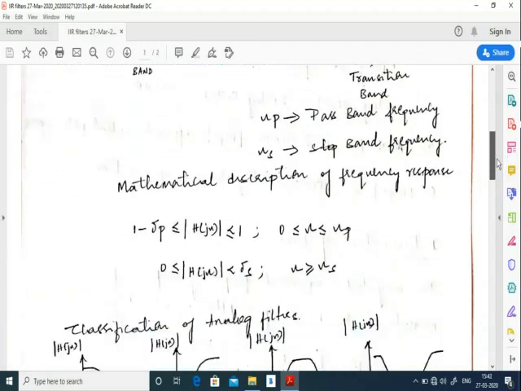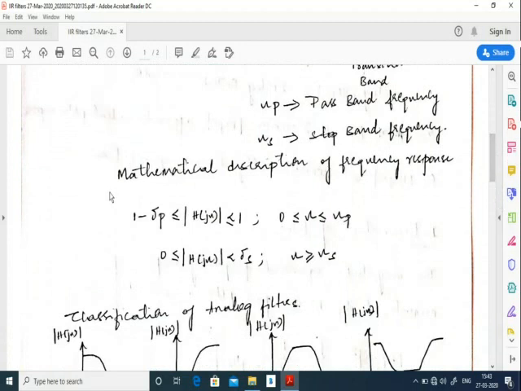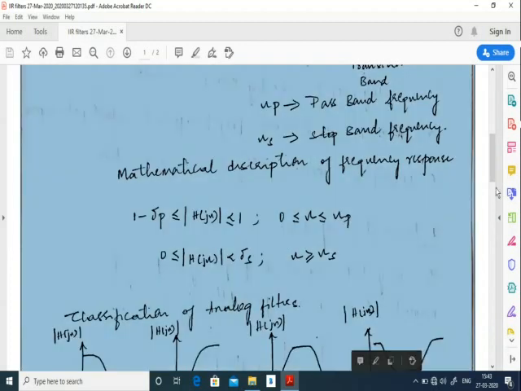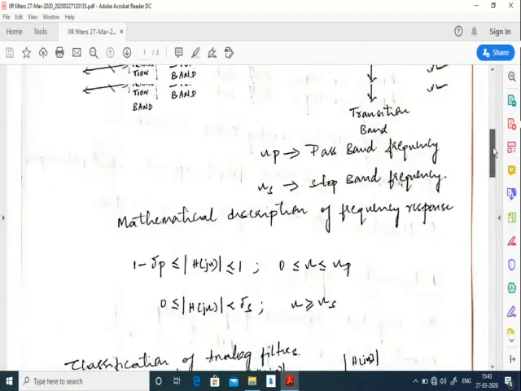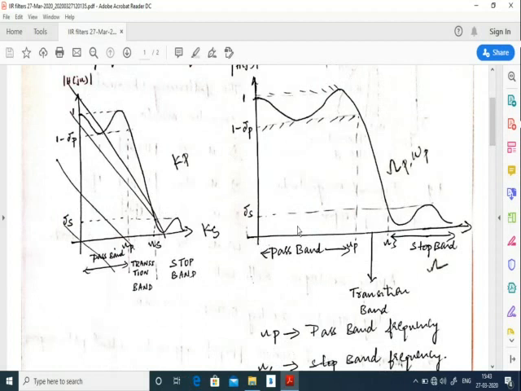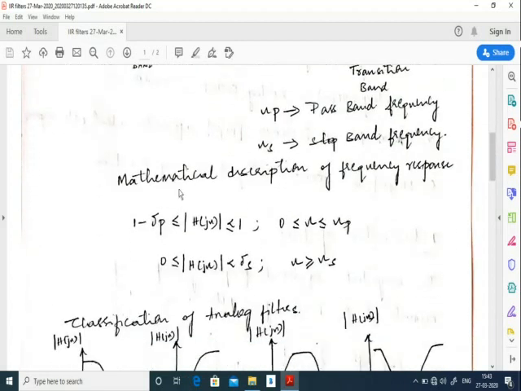And mathematically, it can be represented like this. That is 1 minus del p less than or equal to magnitude of H of j omega less than or equal to 1. That will appear between 0 and omega p. See here, between 0 and omega p, how is this signal varying? It is varying between 1 and 1 minus del p. The same thing, this magnitude is varying between 1 and 1 minus del p.